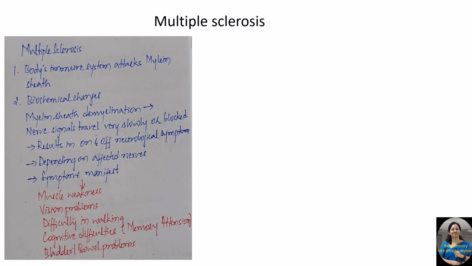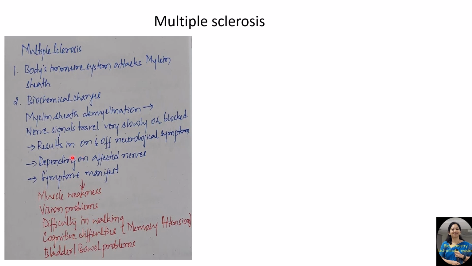Coming to one more important topic that is related to CSF, that is multiple sclerosis. So in multiple sclerosis, what happens is the body's immune system attacks the myelin sheath. Now this attack on the myelin sheath is not continuous, it is discontinuous. The attack is seen in different areas of the brain and the spinal cord. That is the reason why it is called multiple. And sclerosis means there is plaque formation seen in the myelin sheath. That's the reason why it is called multiple sclerosis.